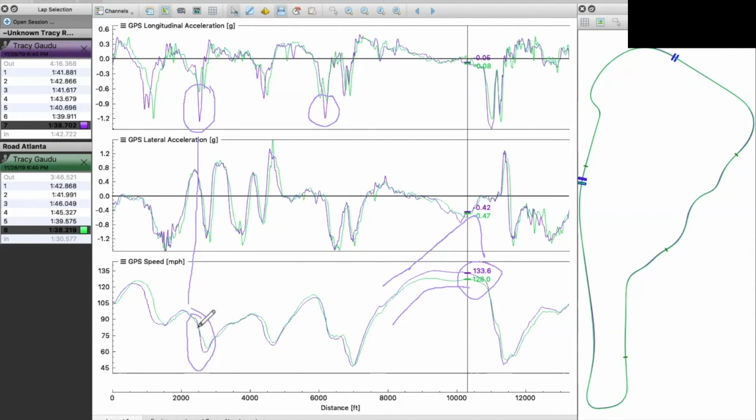Not saying this is good or bad, but what we're saying is that right here at this point on the track, which looks like the 2,500 foot mark, there's an earlier braking event. There's more longitudinal G's as related to the feet, and the car slows down more. I'm going to make sure that you see that.